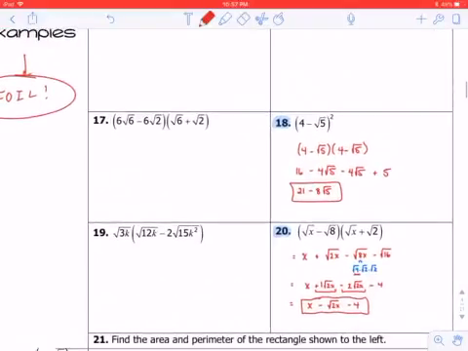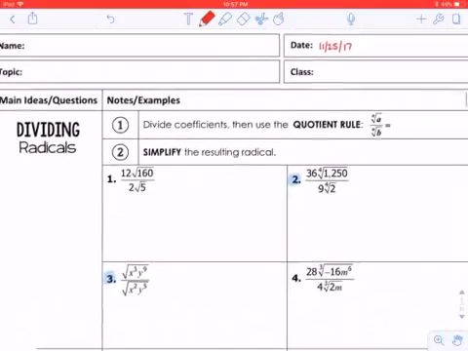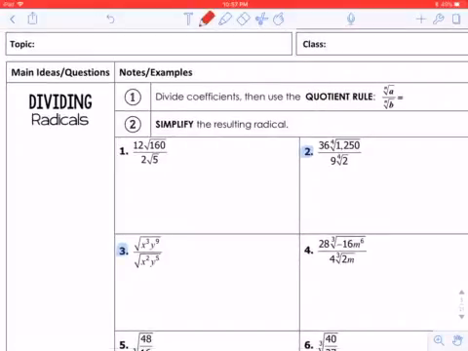Okay, so that's going to be adding, subtracting, and multiplying. The last piece that we have here is dividing radicals. So dividing, that fits in that dog family. So again, we don't worry as much about like terms. We just need to divide. Divide your constants, divide your radicals.